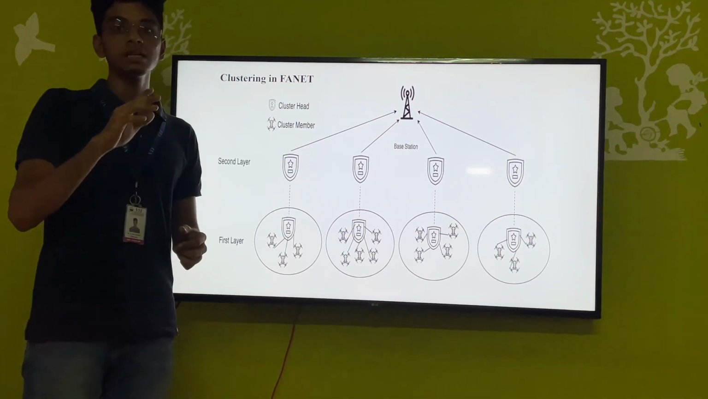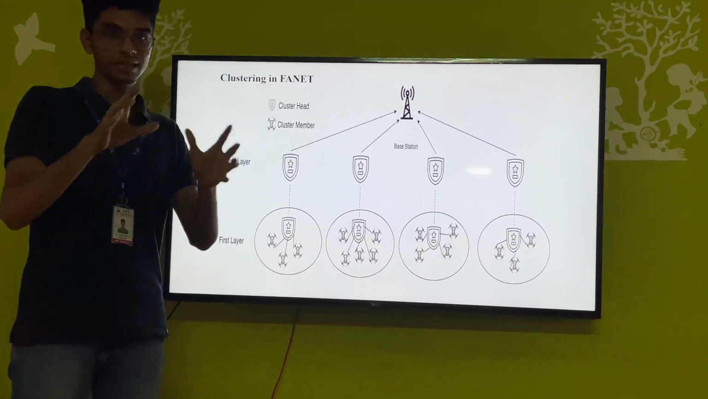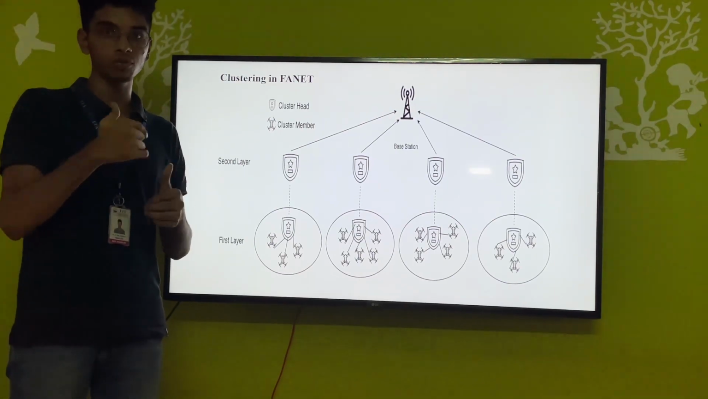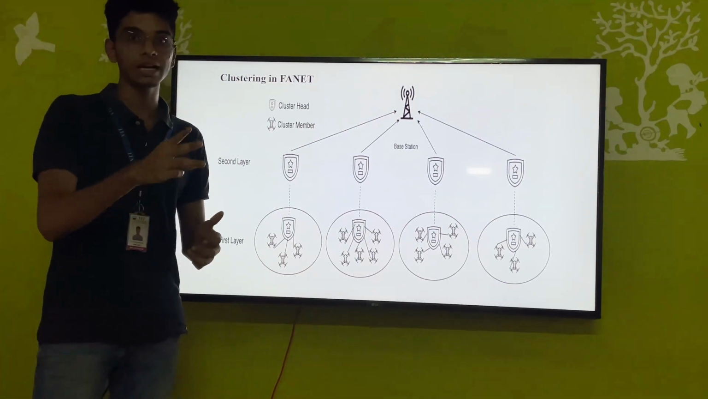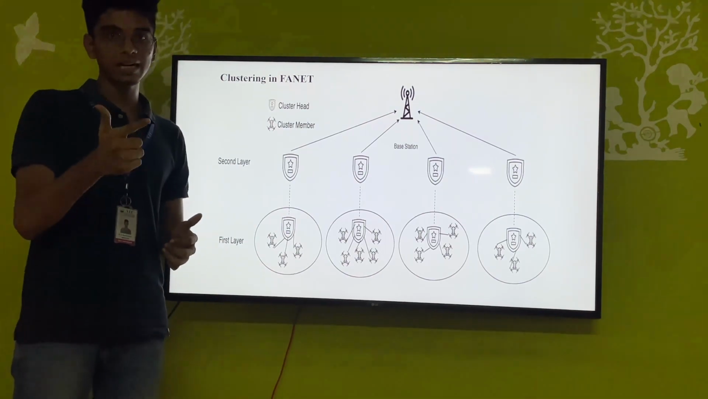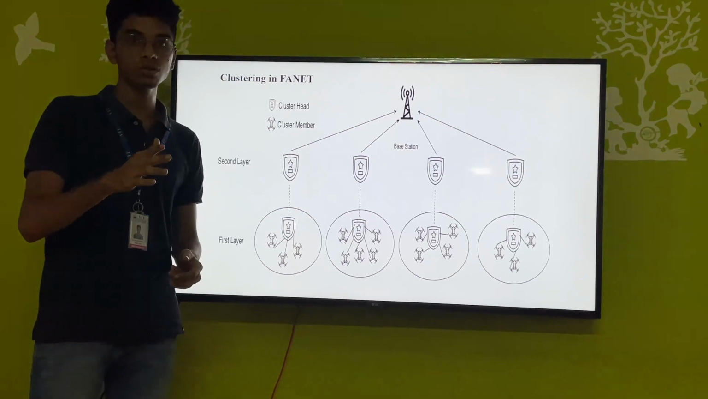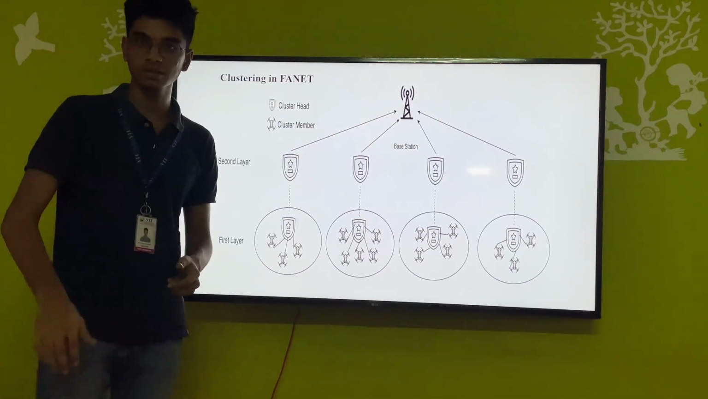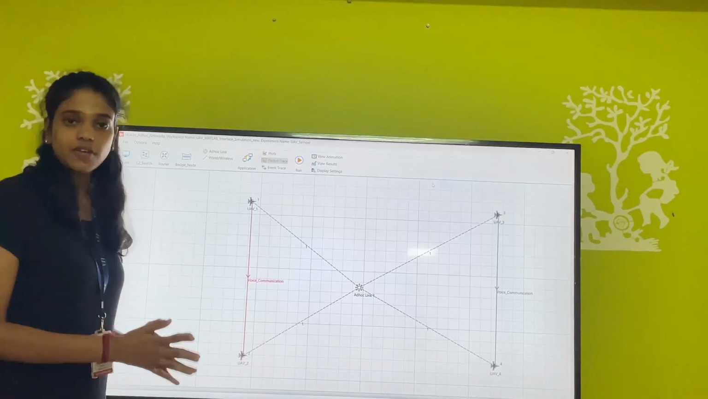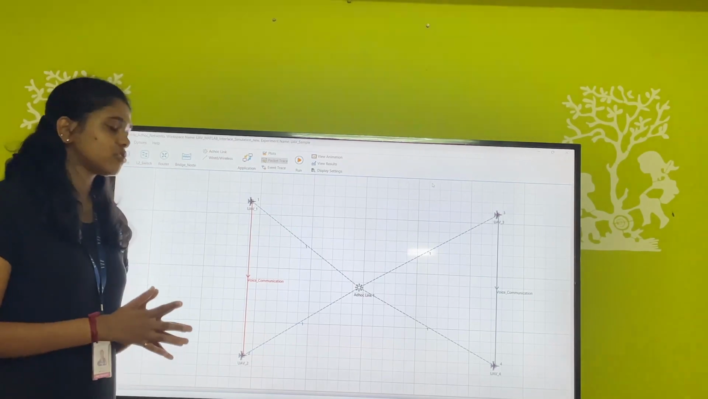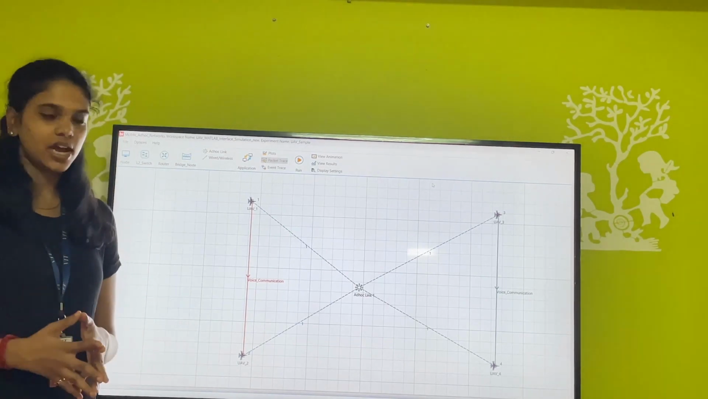In general, clustering is a significant concept in FANETs as it helps to improve network efficiency, scalability, and reduce energy consumption. LEACH and dynamic clustering using the K-means algorithm are popular clustering techniques that can be used to optimize the performance of FANETs. The software which we have used to implement our FANET scenario is called NetSim. It's basically a network simulator.